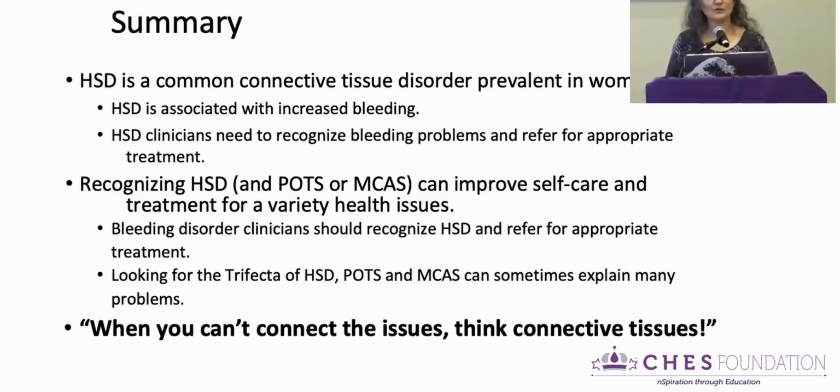Hypermobility, because connective tissue is everywhere and the symptoms can be so complicated, the saying that we often use is, when you can't connect the issues, think connective tissues. So when somebody comes in and says, well, I've got joint pain in my shoulder and my neck and my hip and my toe, and my GI, I've got really bad constipation, and I keep getting recurrent urinary tract infections, and I've got TMJ pain and migraines. It sounds like a lot of different things, but all of those could be associated with hypermobility. And so sometimes it's one explanation that helps you to understand a lot of different issues that you might have.